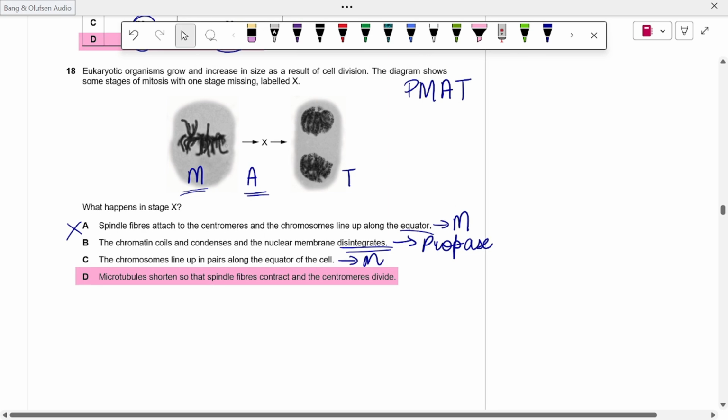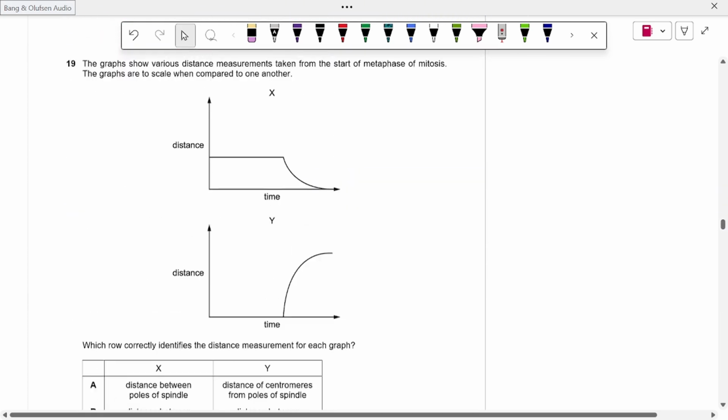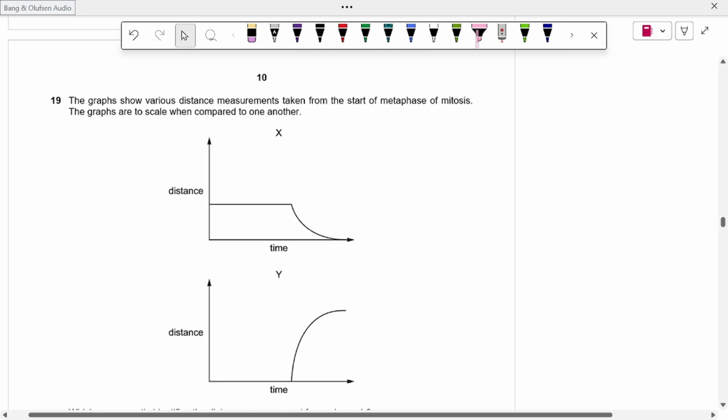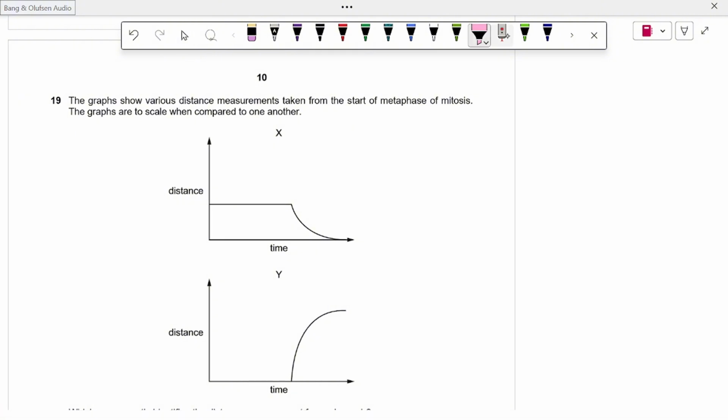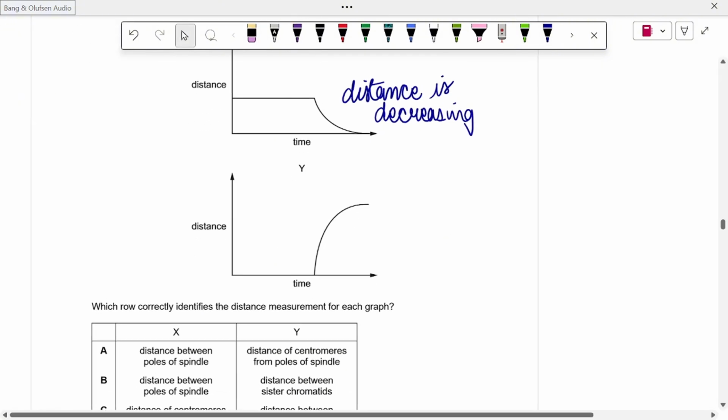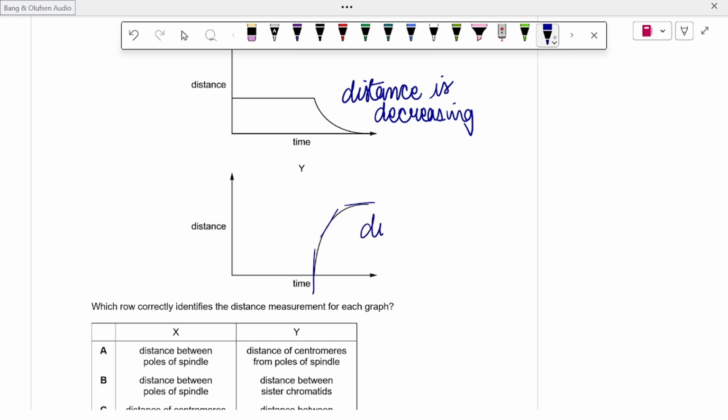क्वेश्चन 19. ये भी easy है. The graph shows various distances. Distance measurement taken from the start of the metaphase of mitosis. The graph are to scale when compared to one another. अच्छा. Distance आपका पहले constant था and then started to decrease. So इस graph में your distance is decreasing. इस ग्राफ में क्या हो रहा है? If you look at the gradient of your graph, maximum फिर decrease होता जा रहा है gradient. So in this graph as well, the distance is decreasing. थोड़ी सी मैथ्स वाली नॉलेज, या फिर फिजिक्स वाली एक ही बात.